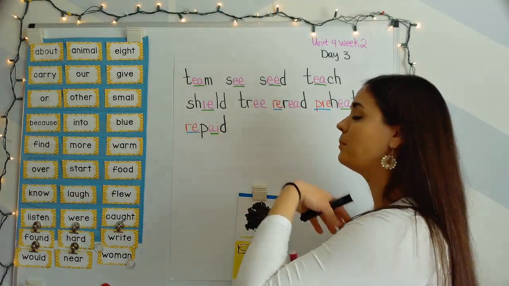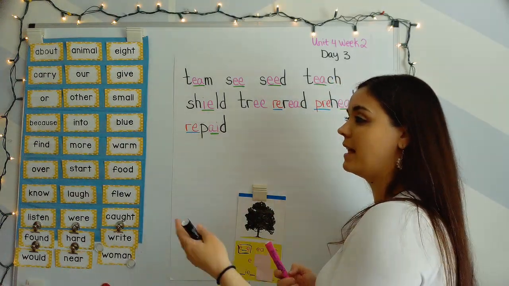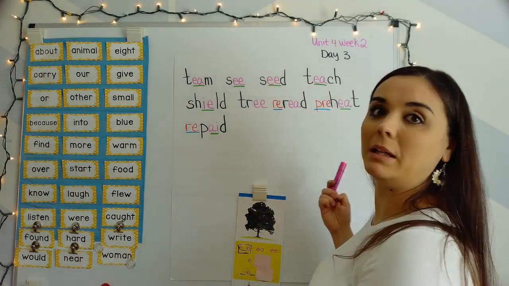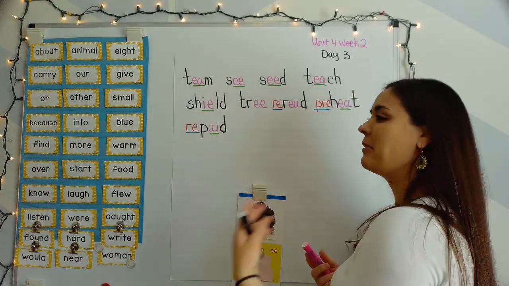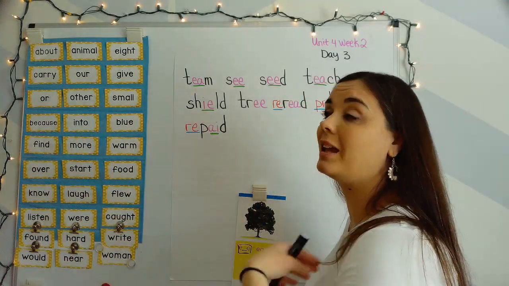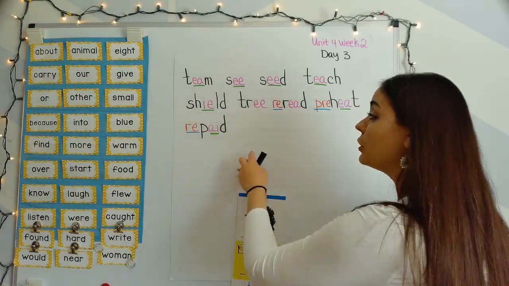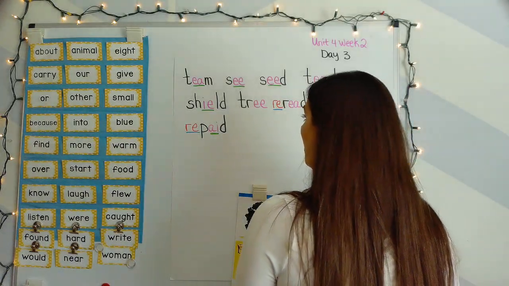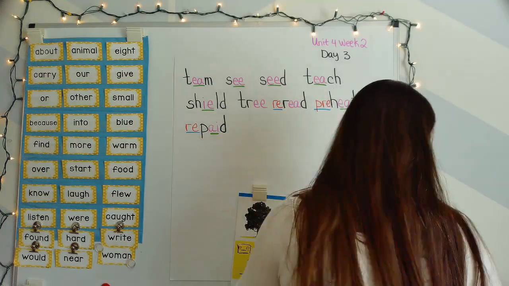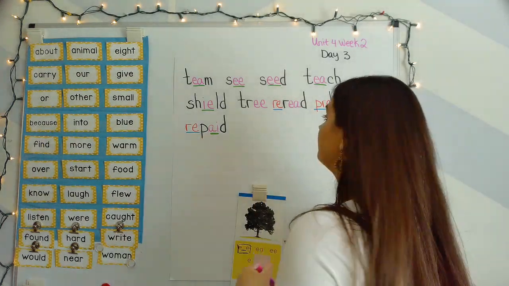So remember, this prefix re just means that we are doing that again. Like, someone paid me for something, and I realized, oh no, you didn't owe me money for that. And so I repaid them. I gave them their money back. Or you're doing it again. Okay, so repaid. Next word.